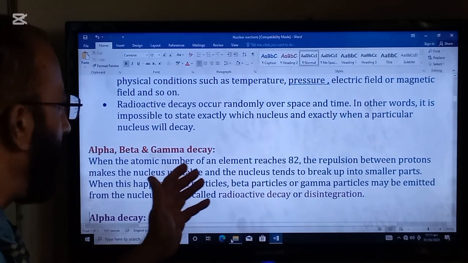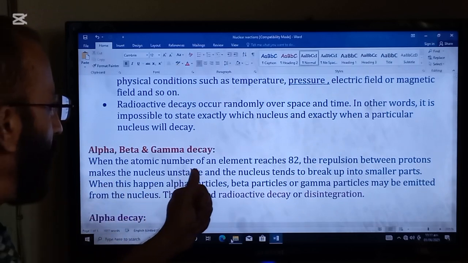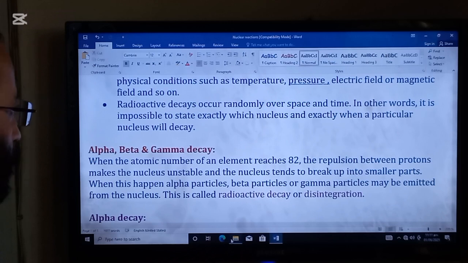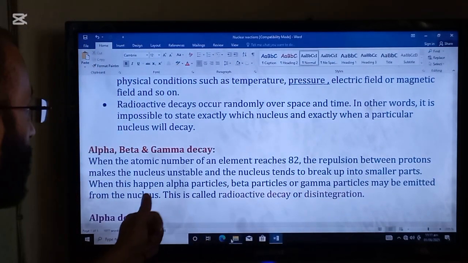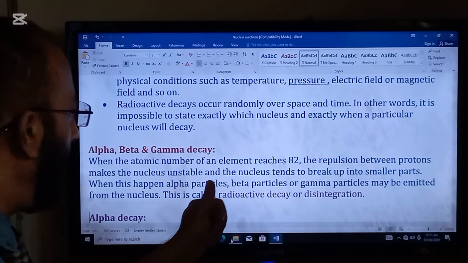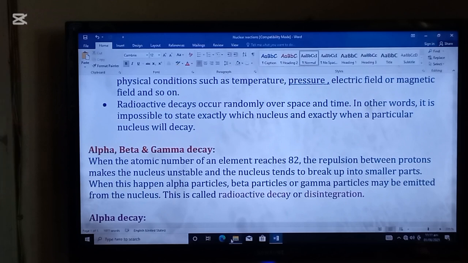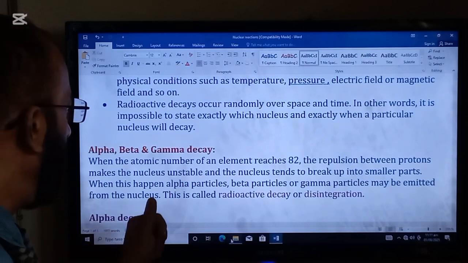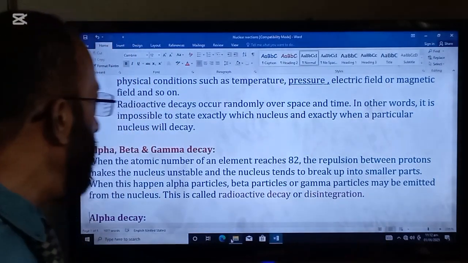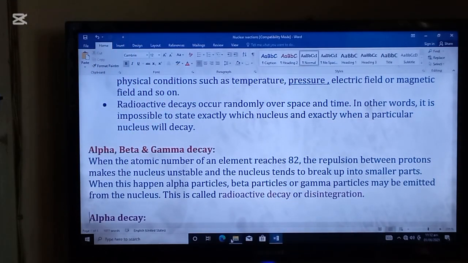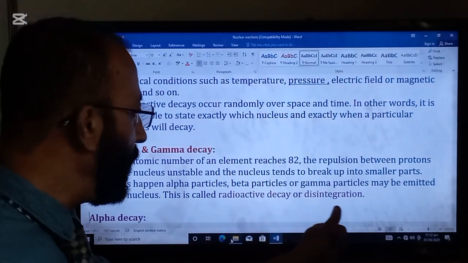Alpha, beta, and gamma decay. When the atomic number of an element reaches 82, the repulsion between the protons makes the nucleus unstable and the nucleus tends to break up into smaller parts. When this happens, alpha particles, beta particles, or gamma particles may be emitted from the nucleus. This is called radioactive decay or disintegration.